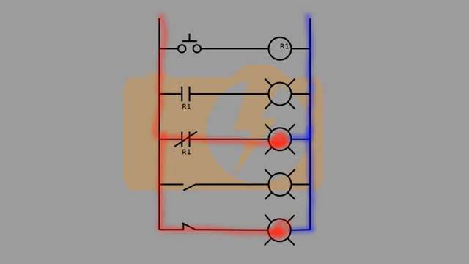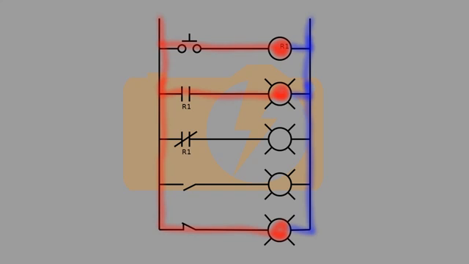When we first apply power to this circuit, the normally closed contact R1 allows electricity to conduct through the light on the third rung. Also, the normally closed switch on the last rung allows electricity to pass through the last light. Pressing the push button on the first rung allows current to pass through the coil R1.